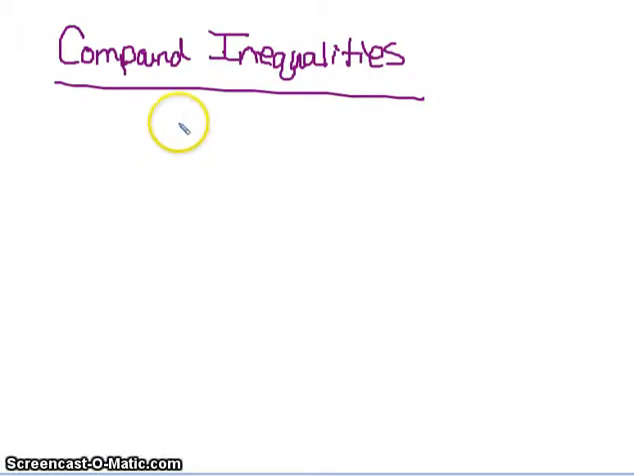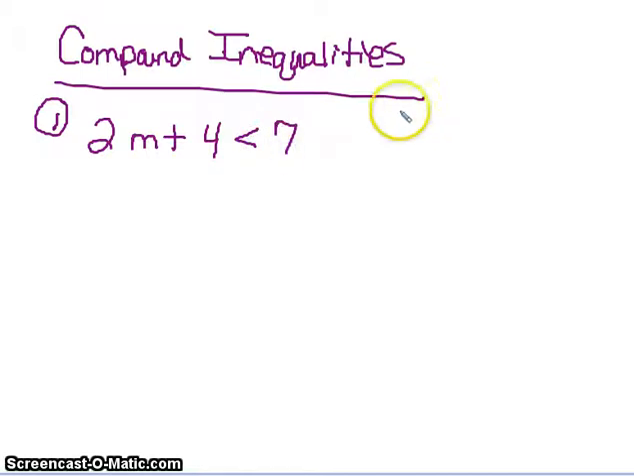So the first problem that I'm going to work with is problem number 1. 2m plus 4 is less than 7, or 3m plus 5 is greater than 14. Now, like if it's a compound sentence, it's two sentences put together. Well, a compound inequality is the same thing. It's two different inequalities put together.